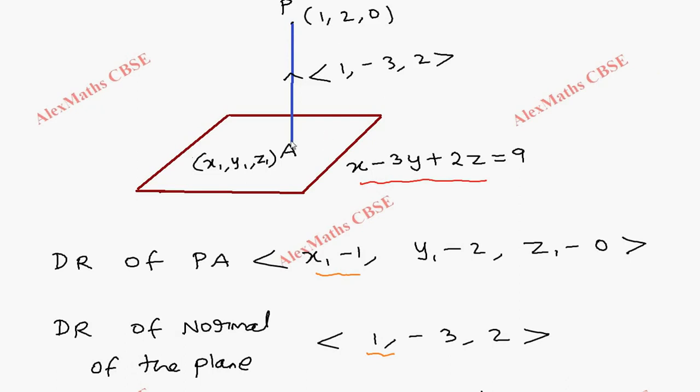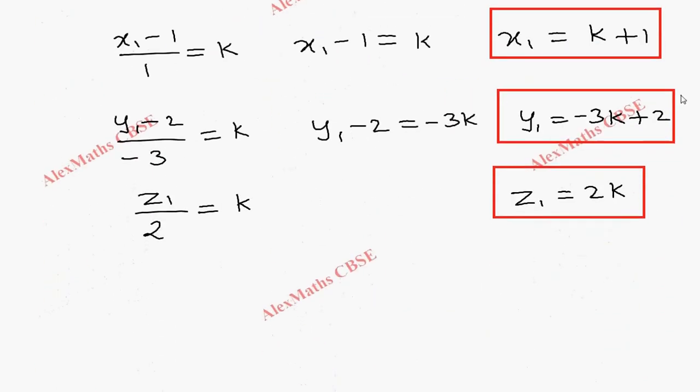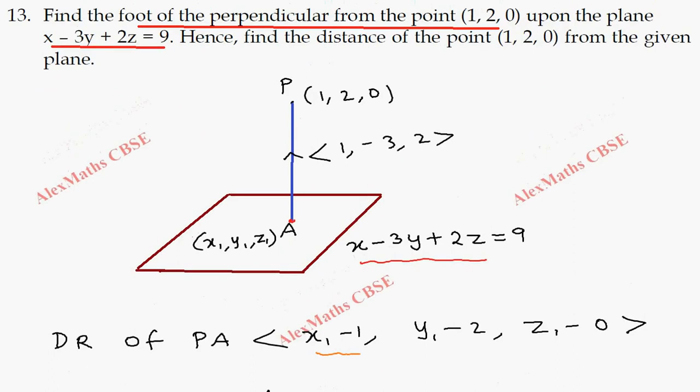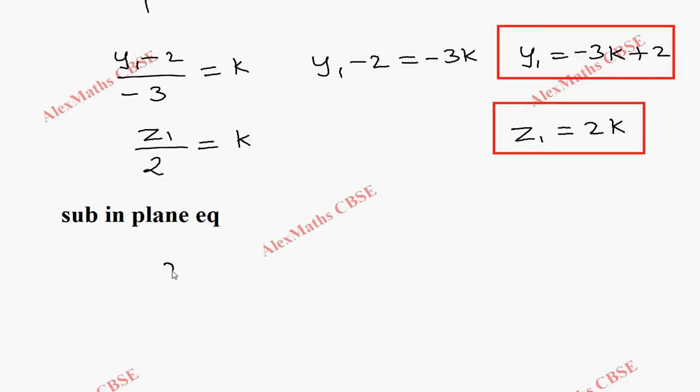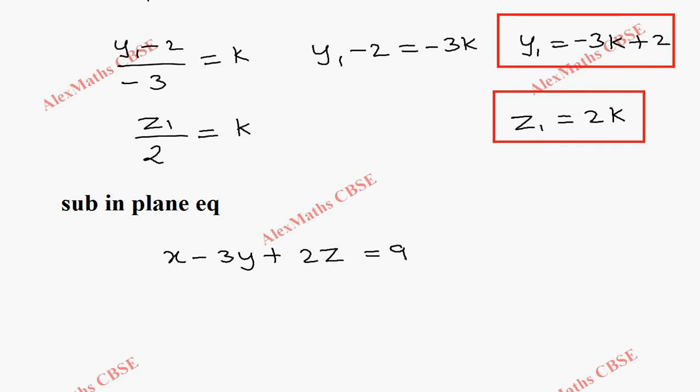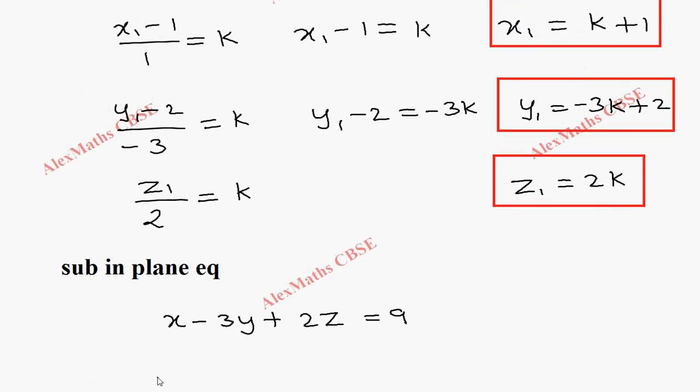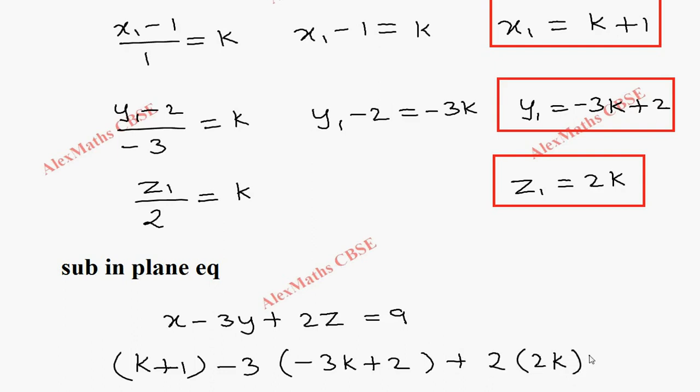So we are going to substitute this in the plane equation. Now let's write, substituting in the plane equation. Let's copy the plane equation: x minus 3y plus 2z equal to 9. Now the value of x1 we are going to substitute here, which is k plus 1, then minus 3 into y, which is minus 3k plus 2, plus 2z. So 2 into 2k, which is equal to 9.